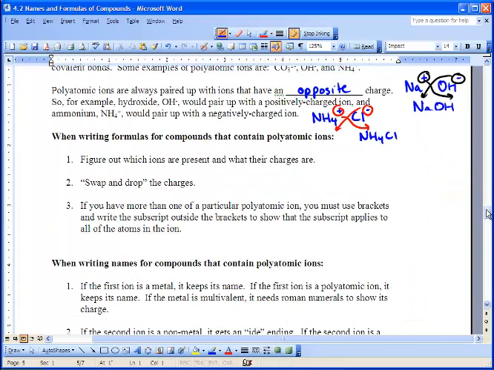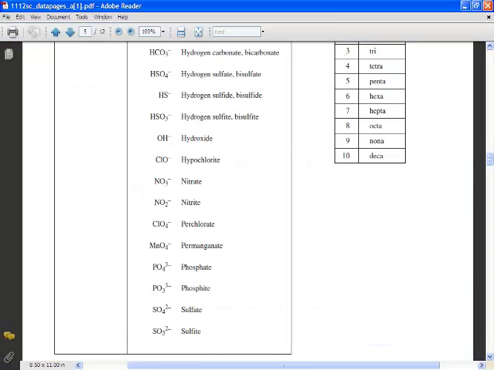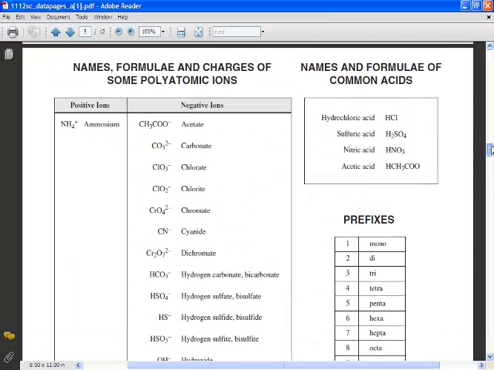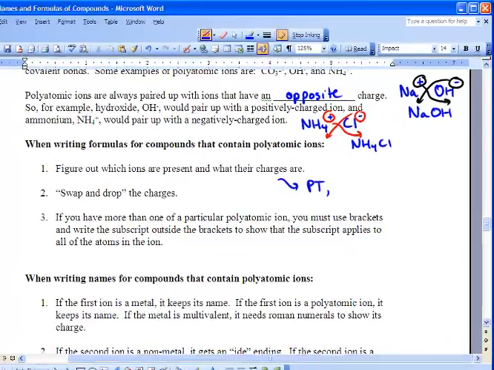Now, there's a few rules for writing formulas for compounds that contain polyatomic ions. First off, we figure out which ions are present and what are their charges. So we look on the periodic table for these and the sheet that I just showed you. And so we'd look through there and find the polyatomic ion. Next, we swap and drop our charges just like we did above. Now, if you have more than one particular polyatomic ion, you must use brackets and write the subscript outside of those brackets.